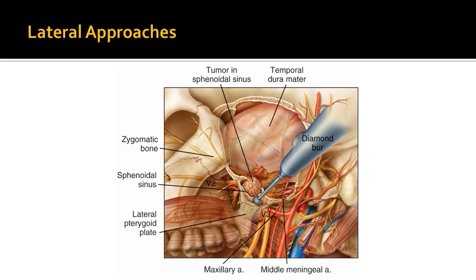The pterygoid plates are well exposed and can be removed in their entirety. This exposure now allows resection of tumors within the infratemporal fossa or lateral sphenoidal sinus extension. This approach also allows elevation of the medial temporal dura for exposure and resection of the trigeminal nerve should it be involved by perineural tumor extension. This is generally combined with an anterior or anterolateral approach to resect the primary tumor.